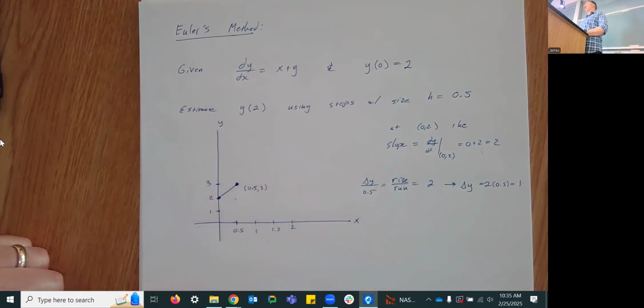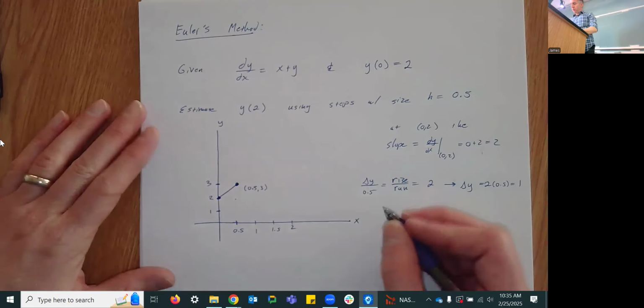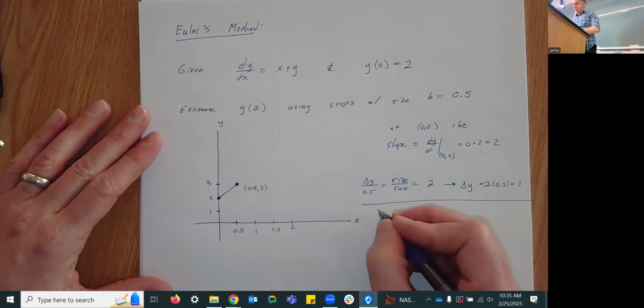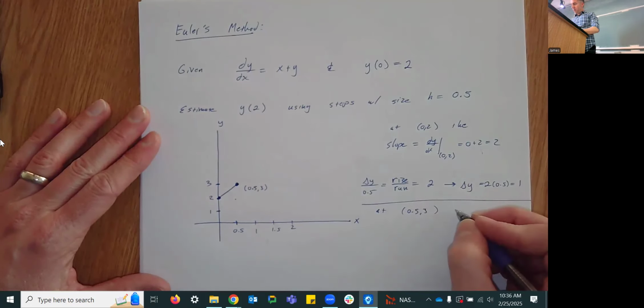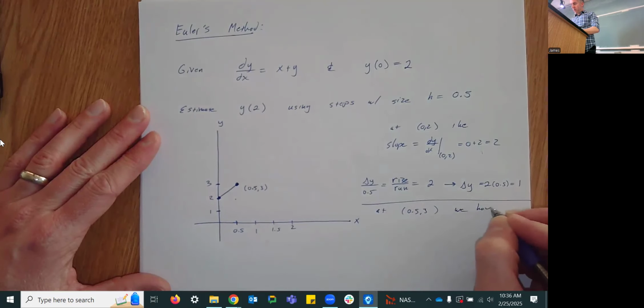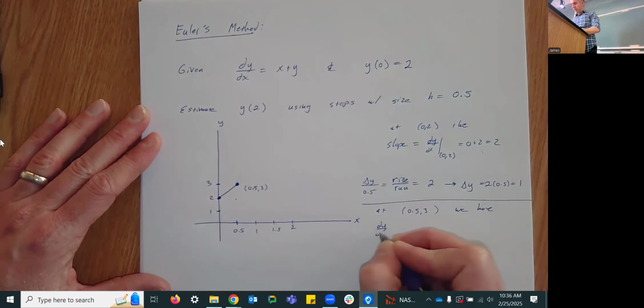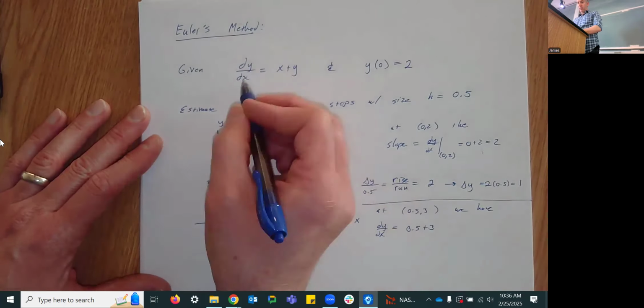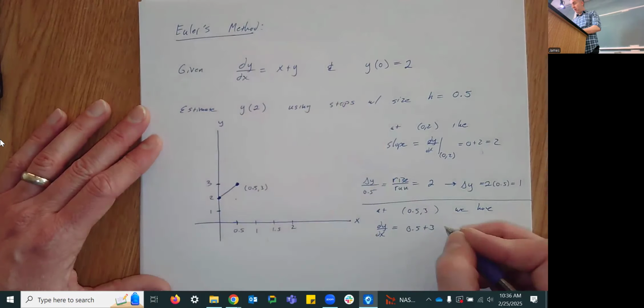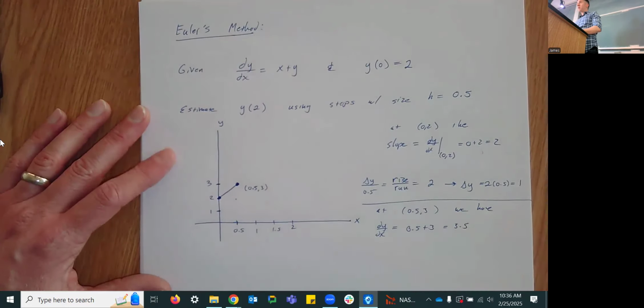And then the idea is we kind of just repeat this process every time. Now we're at a new point. At that new point, we find the slope there, and then we figure out whatever our rise is going to be based on whatever the slope is. So now we'll do it one more time, this long way. So now at the point (0.5, 3), we have that our slope dy/dx is going to equal 0.5 plus 3 based on our differential equation equal to x plus y. That's going to be 3.5.